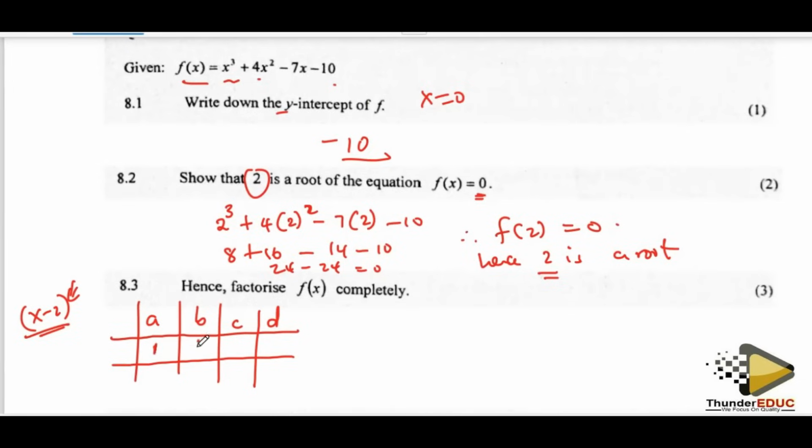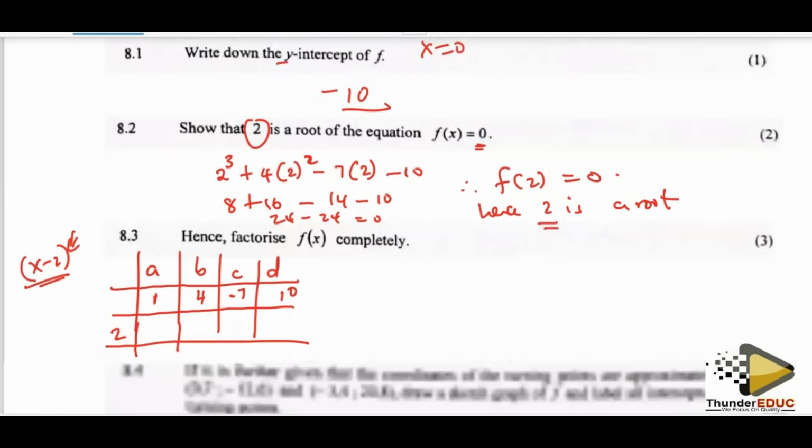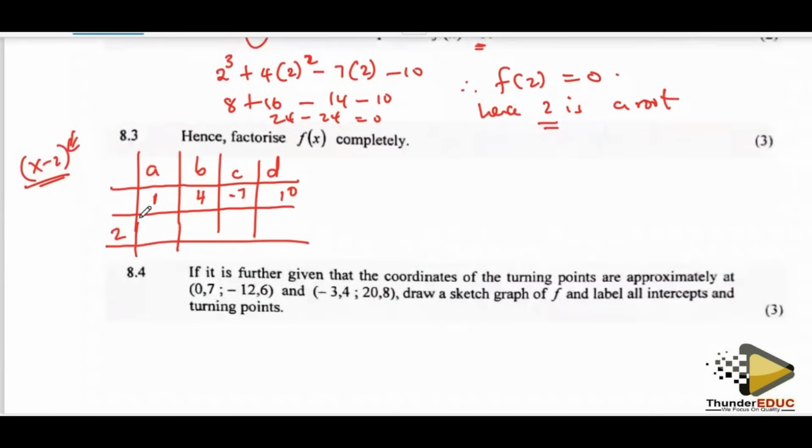My B is a 4. My C is negative 7. And my D is a 10. Okay. Now since the first root is a 2, I'll put a 2 there. And then I'll just shade this off. In this one, I'll just write it down. Then what is 1 times 2? It's a 2. I plus this. I get a 6. Okay.